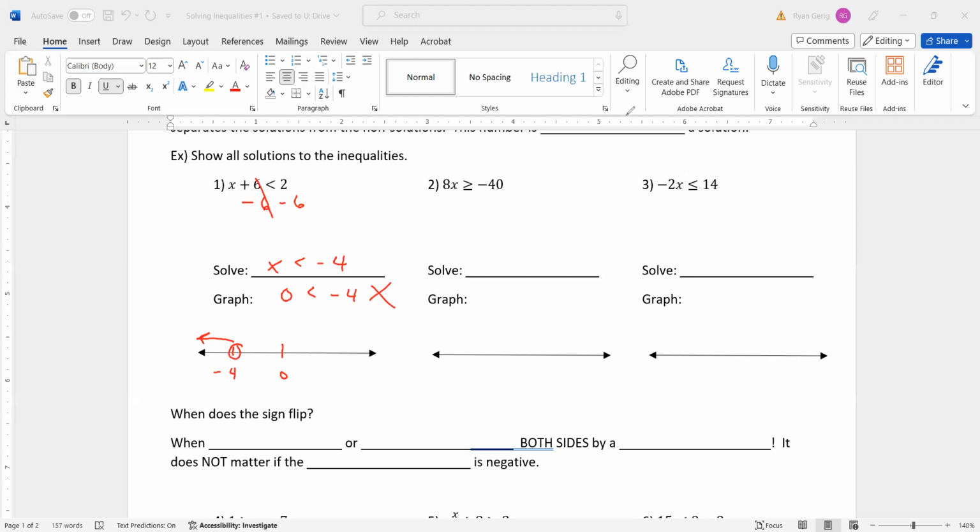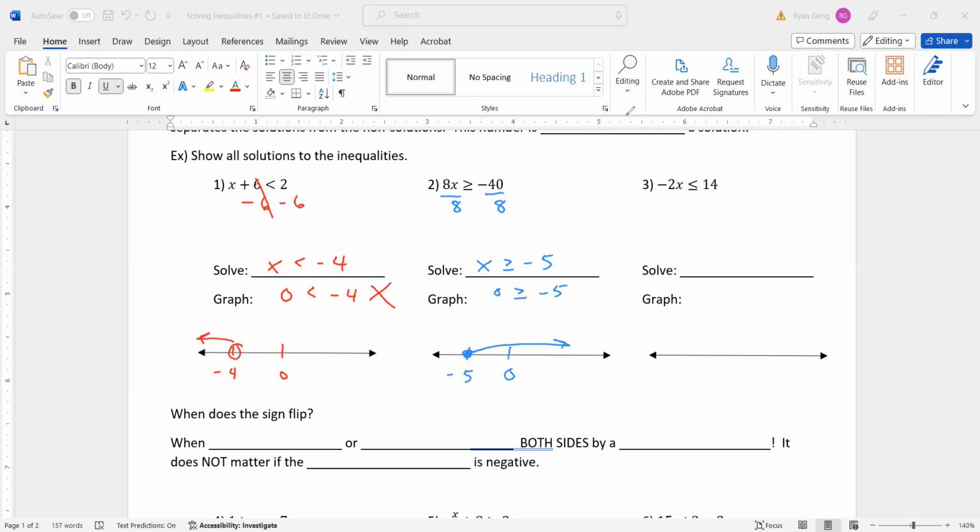Next one. 8x is greater than or equal to -40. Now, some of you have dealt with this before, and you think, oh, I must flip the sign here. Well, in fact, you do not. -40 divided by 8 is -5, and I'll talk about why here in a little bit. Here's 0. -5 is to the left. It's a closed circle this time. And I'm going to again use the test point of 0. Is 0 bigger than or equal to -5? Yes, it is. So I'm going to shade towards 0.